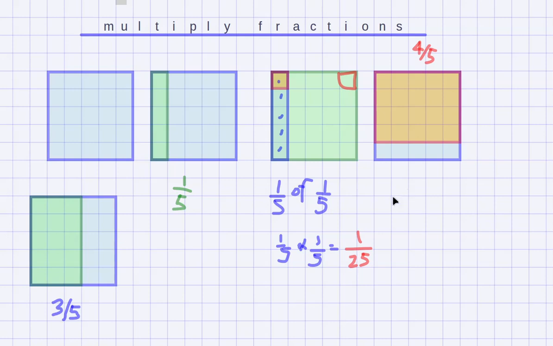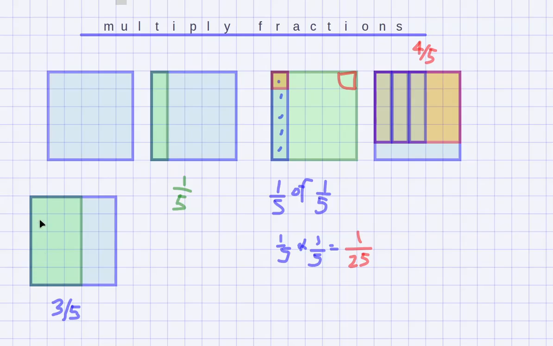What about if we wanted 3/5 of 4/5? We wanted 3/5 of this area here. We can divide this area into 5. 1, 2, 3, 4, 5. I'll draw them. Let's say there's 1, 2. That's 2/5 of the 4/5, and that's 3/5 of the 4/5. So 3/5 of 4/5 is 1, 2, 3, 4, 5, 6, 7, 8, 9, 10, 11, 12 25ths.